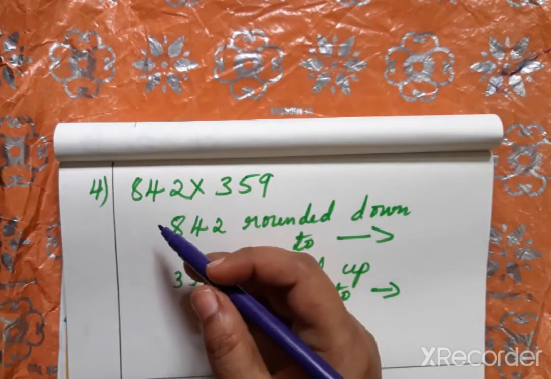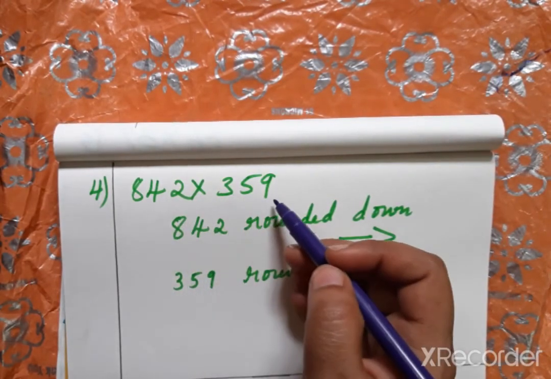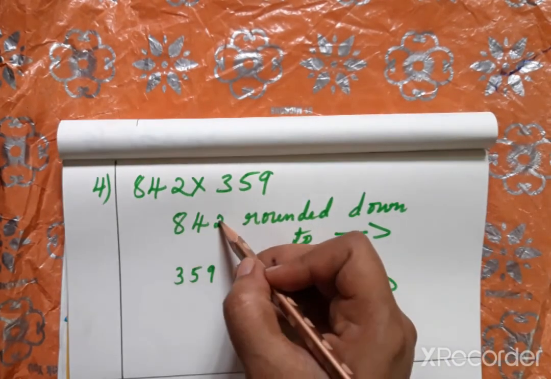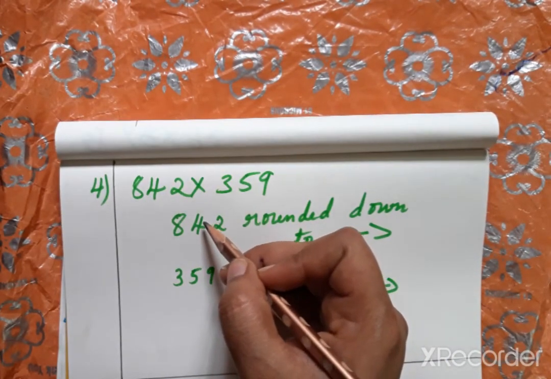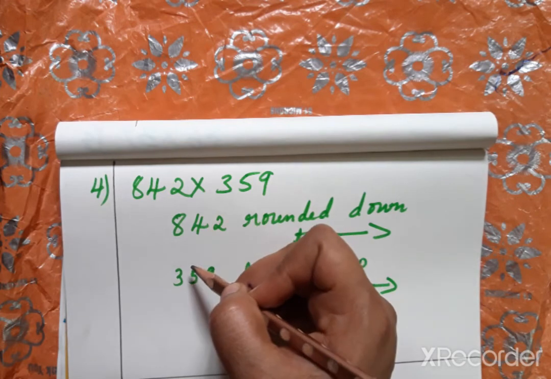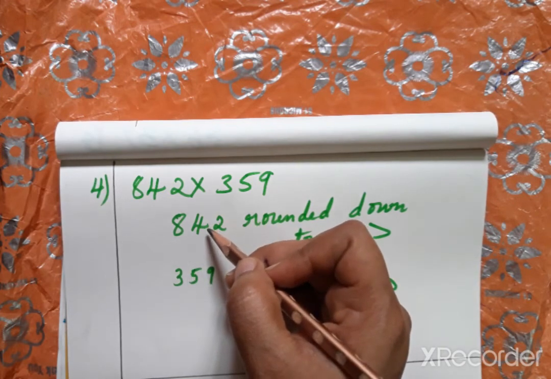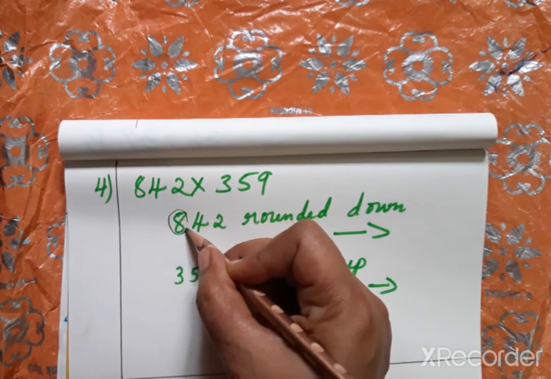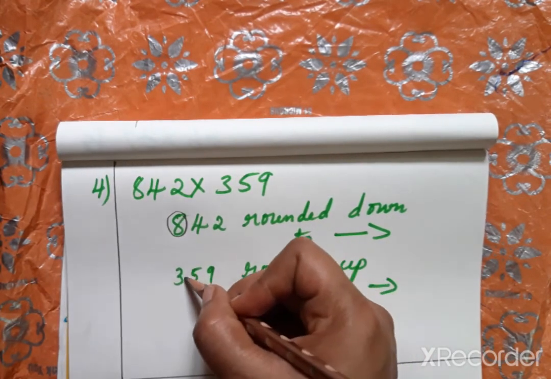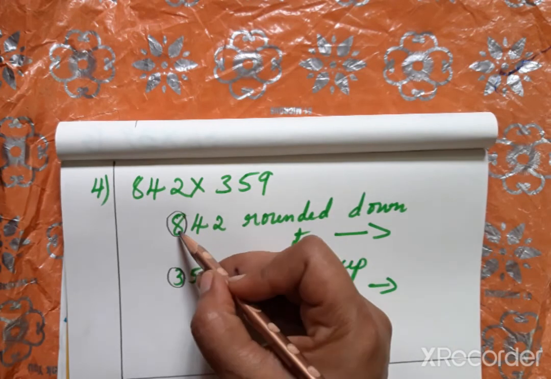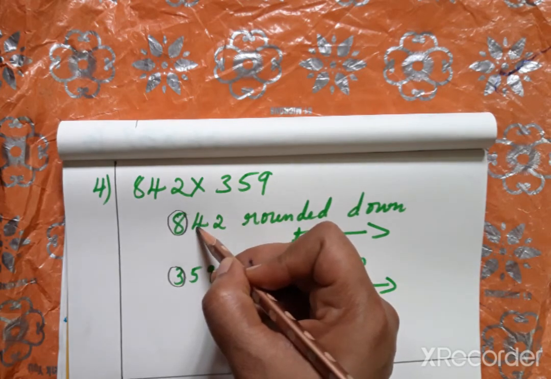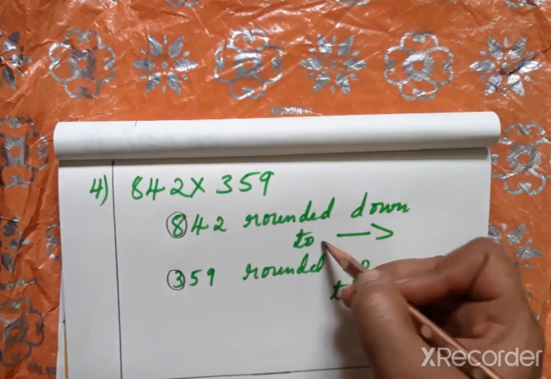Now fourth one, 842 into 359. We have to round off 842 into 359. Here we have to check which number we are rounding up or which number rounding down. First we have to check the place value, then only we can identify. Ones, tens, hundreds: we have to round off the 100 place number. Then once encircled, check whether the next number is less than 5 or greater than 5. So 4 means less than 5, then we have to round it down.